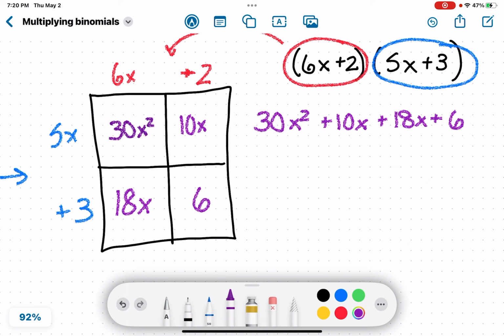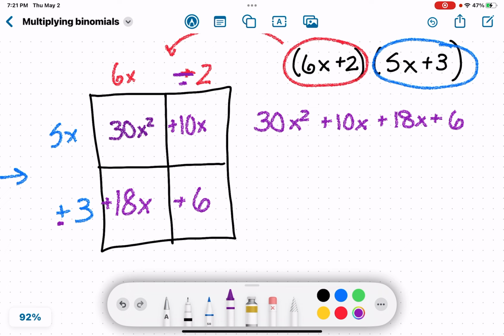Now, let's note, here we got lucky because we have two addition signs. So if we were to drag the sign down, it would be plus 10x plus 18x plus 6. The reason why I do that, obviously any positive number, you're not going to write the plus sign in front of it. But what if we had a negative number and we were multiplying by a negative? So let's say instead of 6x plus 2, it was 6x minus 2. We would have to remember to multiply the negative because that's important in our final answer.